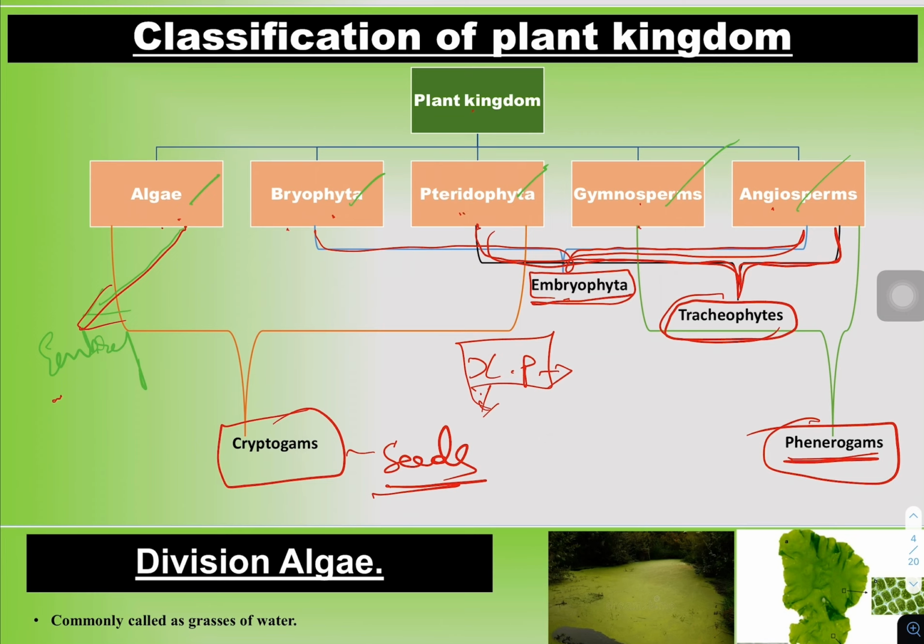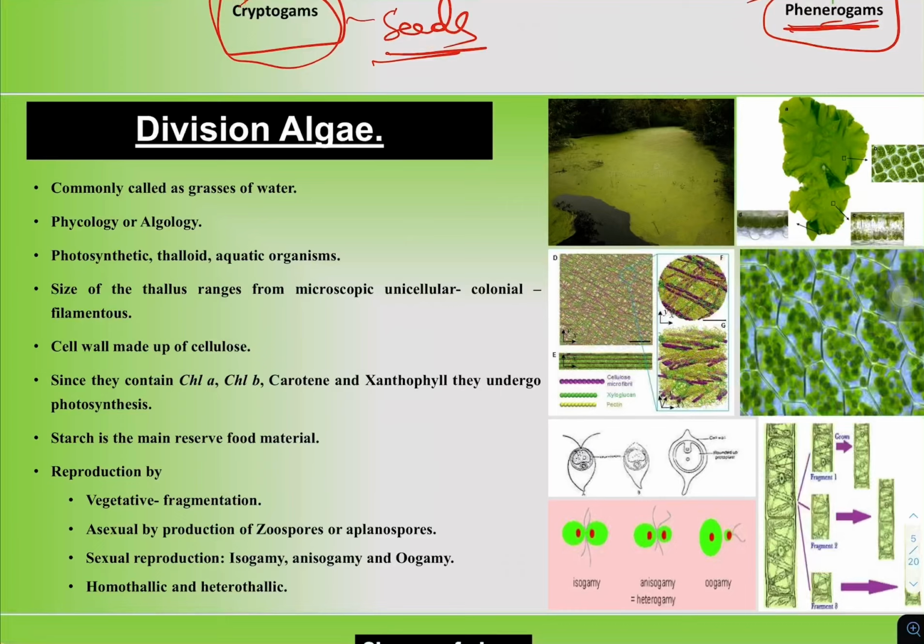Hence they are called tracheophytes: pteridophytes, gymnosperms and angiosperms are grouped under tracheophytes. The next ones are algae, bryophyta and pteridophyta. They do not produce any seeds, hence they are grouped under cryptogams. Gymnosperms and angiosperms produce seeds, hence they are grouped under phanerogams.